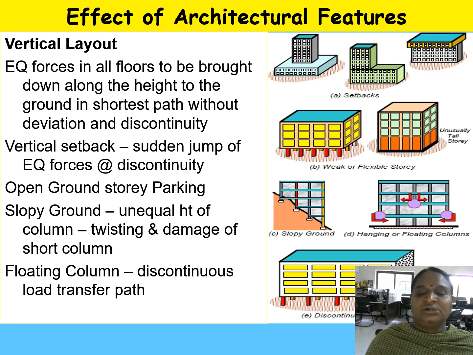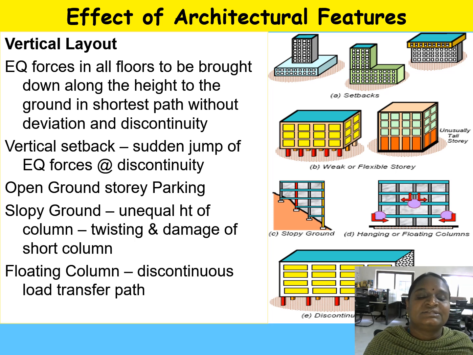So this is the vertical layout. These are some setbacks we have to consider. Suppose you have a plan like this, and your building is like this. These are some of the plans. Earthquake forces in all the floors should be brought down along the height to the ground in the shortest path, without any deviation and discontinuity. If there is a discontinuity, then the load transfer will be a problem. The seismic force will be transferred from the top to the ground, and it should distribute the load properly. Accordingly, you have to give an architectural feature for that.